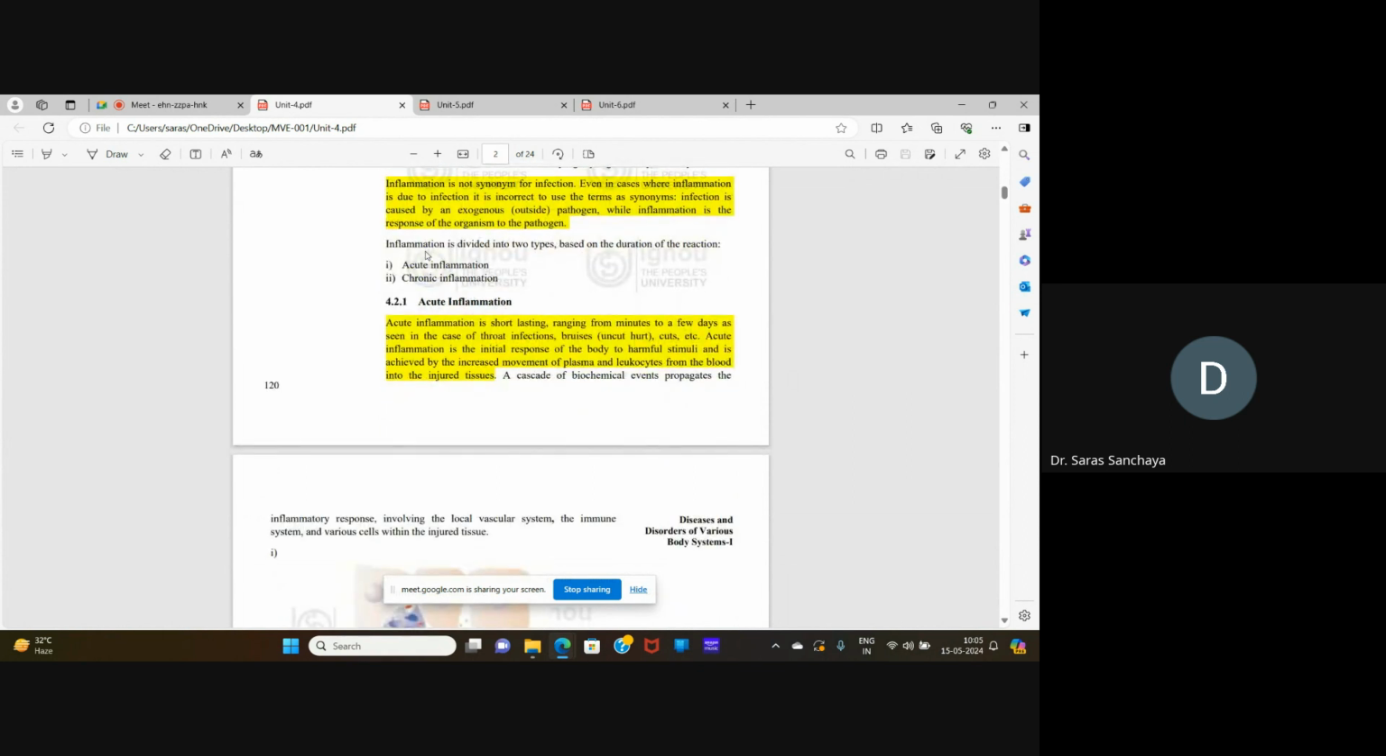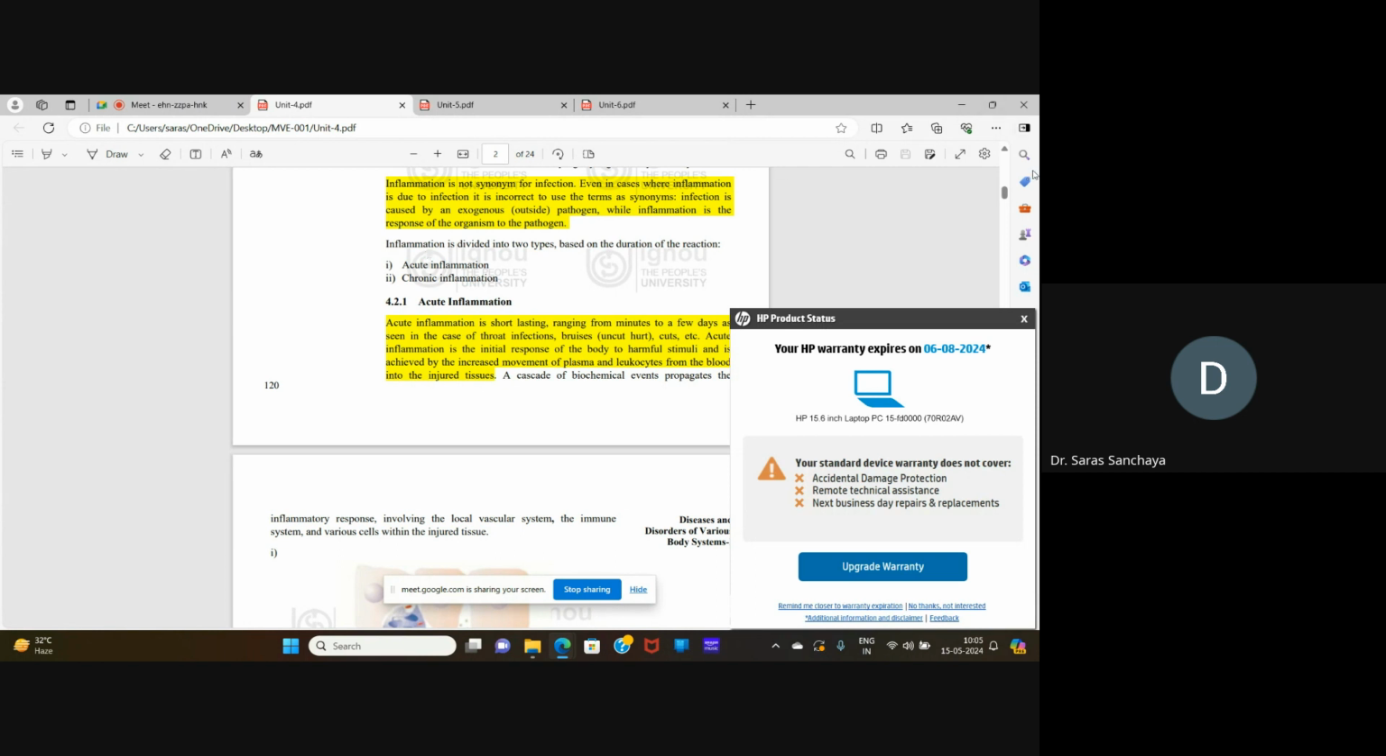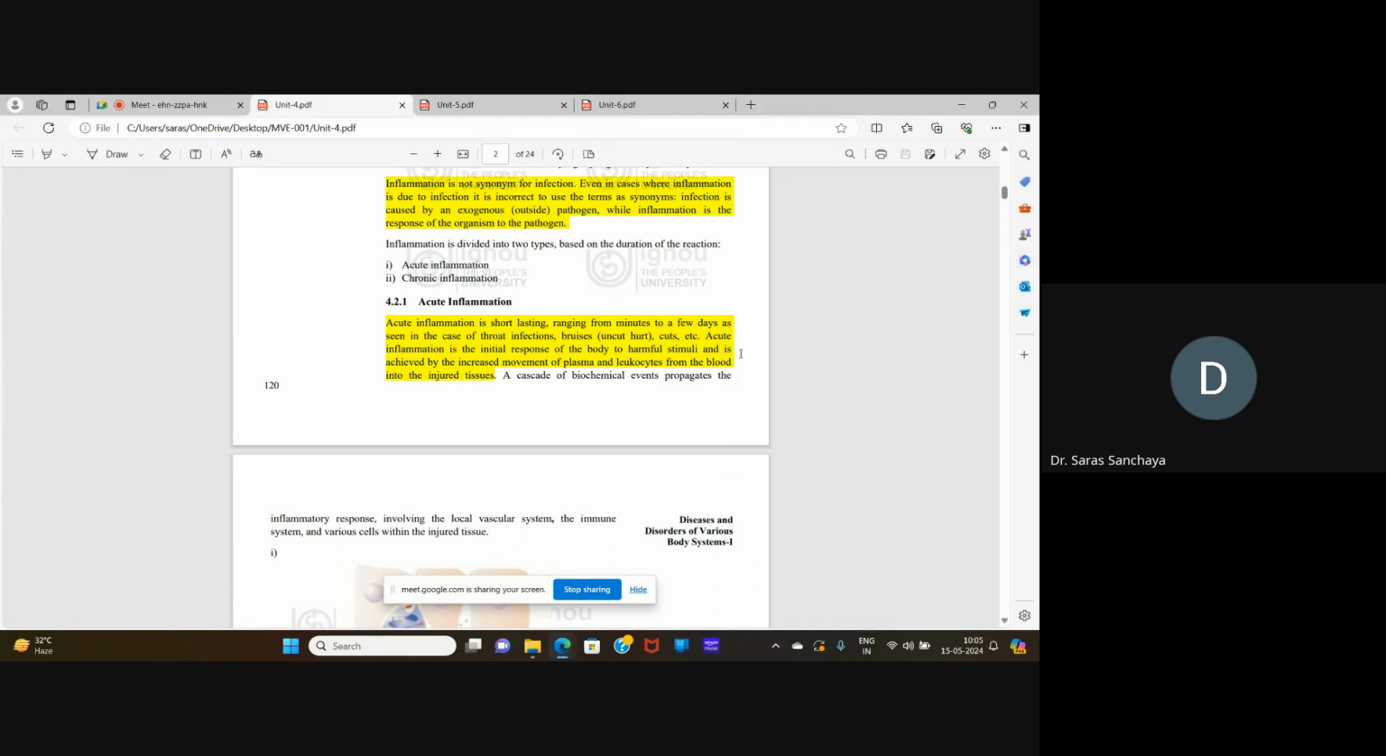Acute inflammation is short lasting, ranging from minutes to a few days, as seen in the case of throat infections, bruises, cuts, etc. Acute inflammation is the initial response of the body to harmful stimuli and is achieved by the increased movement of plasma and leukocytes from the blood into the injured tissue. So the WBCs are the main factor in repair of the body and in fighting against any infection.